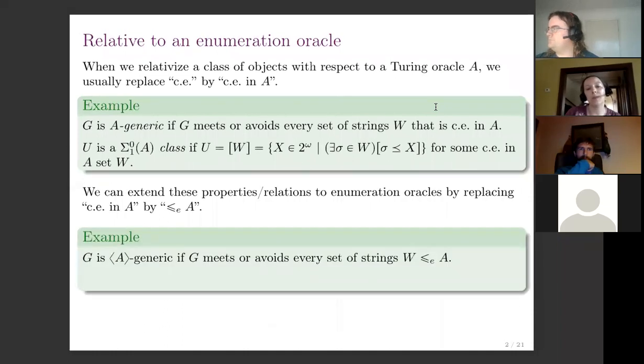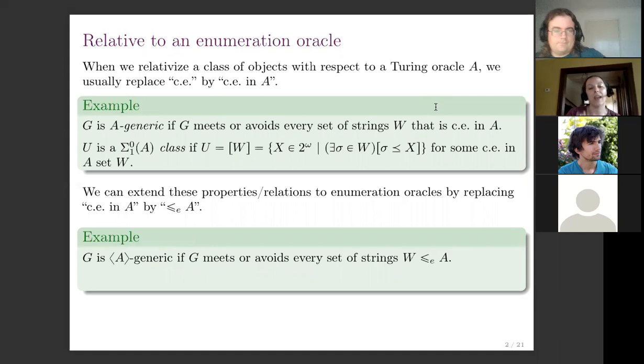So following these two examples, we will get the notion of A-generic sets, where A here is treated as an enumeration oracle, so generic relative to the enumeration oracle A. So this is if G meets or avoids every set of strings that is enumeration reducible to A. And I'll use these brackets surrounding A to denote that the use of A as an oracle is as an enumeration oracle rather than a Turing oracle. And the second one, we can talk about Sigma^0_1 relative to an enumeration oracle class.